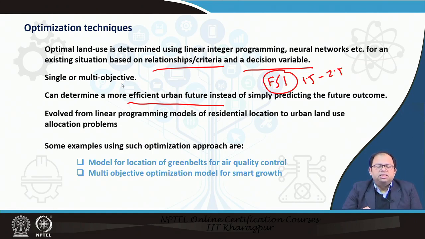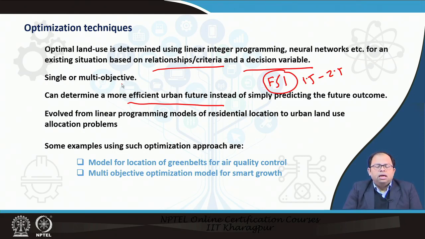So the optimization models could be both single objective optimization models or multi objective optimization models, and these kinds of models actually evolved from linear programming models of residential location to urban land use allocation problems, like how we can allocate urban land use in the most suitable way.